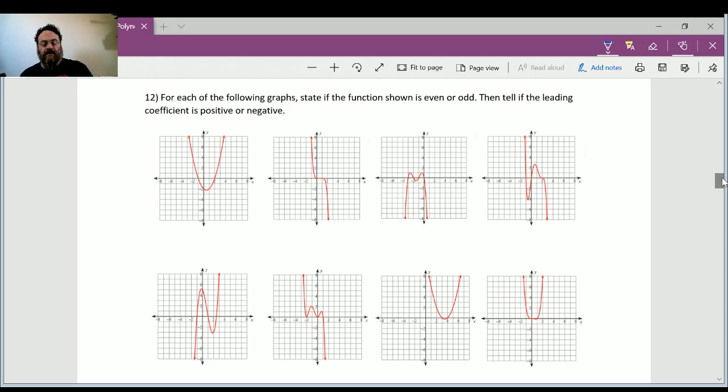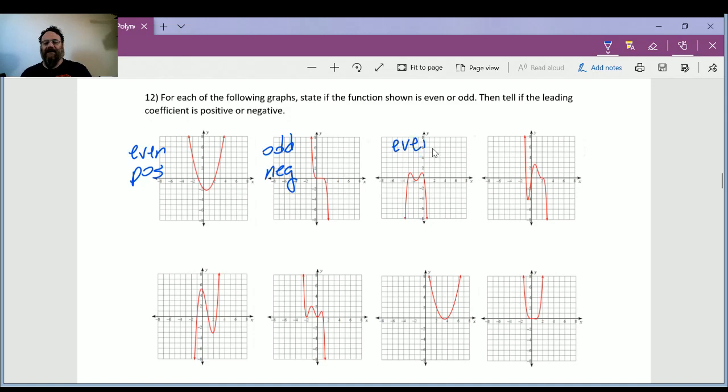Alrighty, let's take a look at how we did. This one right here, this is even, and it's positive. This one is odd, and it's negative. Oh wow, even Remind is going crazy today. This is great.